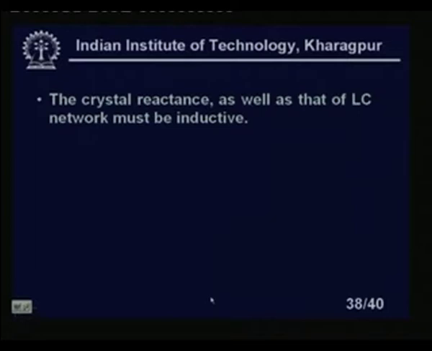Now, the crystal reactance as well as that of the LC network must be inductive, quite obviously. Basically, the piezoelectric crystal, if you look at it from the basic point of view, is nothing but an LC oscillator. We have studied LC oscillators in our analog electronics. It's simply the LC oscillator, only thing is that L is replaced by the piezoelectric crystal.